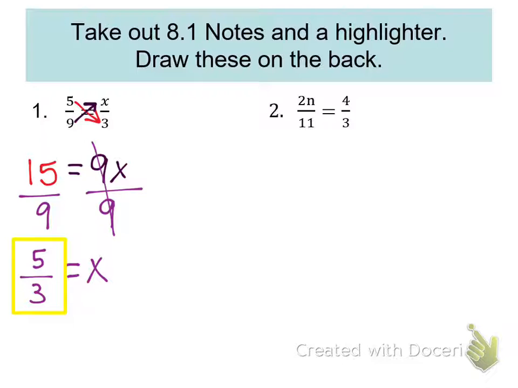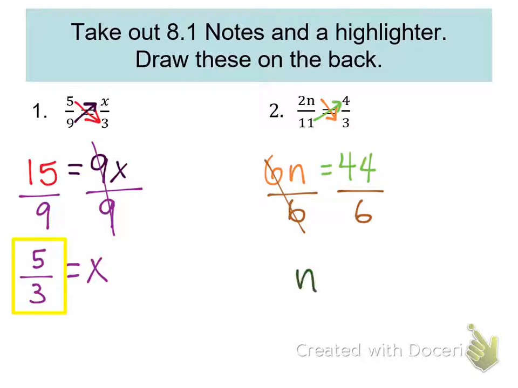The second, we will do the same thing. We have n to solve for. What is 2n times 3? 6n. And then 11 times 4, 44. Divide by 6. What are 44 and 6 both divisible by? 2. What is 44 divided by 2? 22. And then 6 divided by 2, 3.